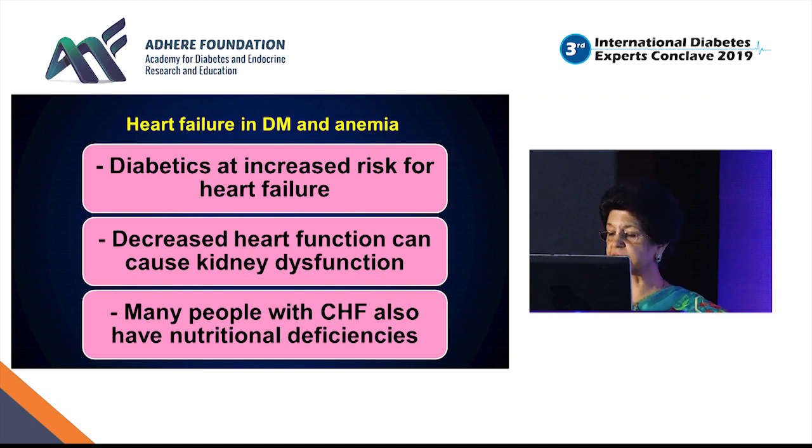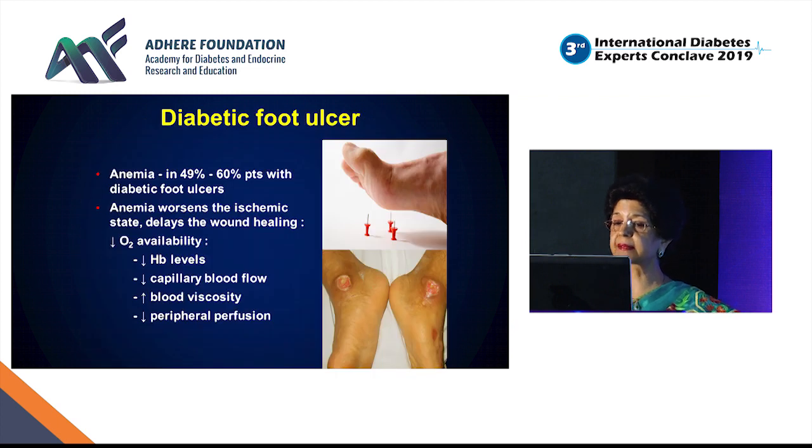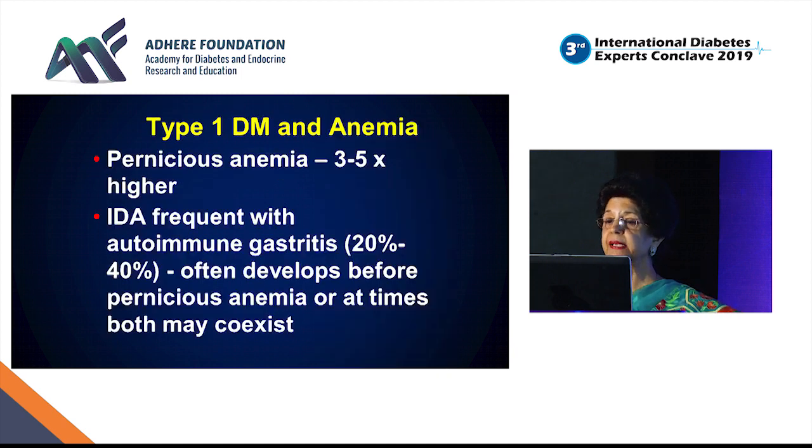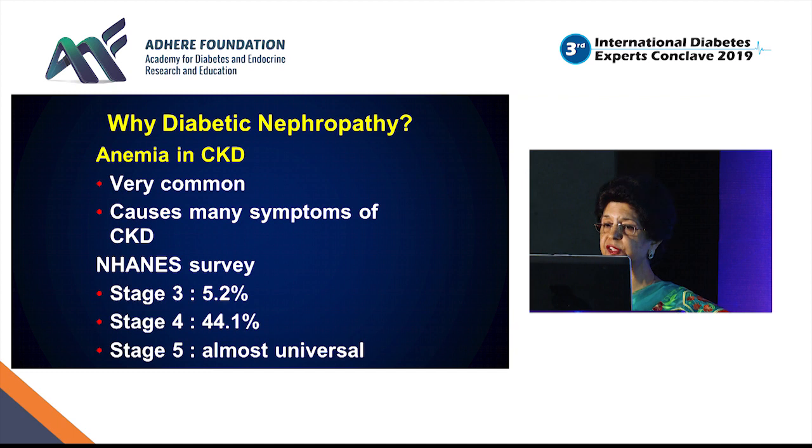And a lot of these patients have associated nutritional deficiencies. As far as diabetic foot ulcers are concerned, there will be delayed healing because of reduction in the availability of oxygen. Even in type 1, you have more of pernicious anemia because it is an autoimmune disorder, and iron deficiency anemia is frequently associated with autoimmune gastritis. Now, I'll be focusing the rest of my talk more on diabetic nephropathy, talking about anemia in CKD, and subsequently a little bit about the management.